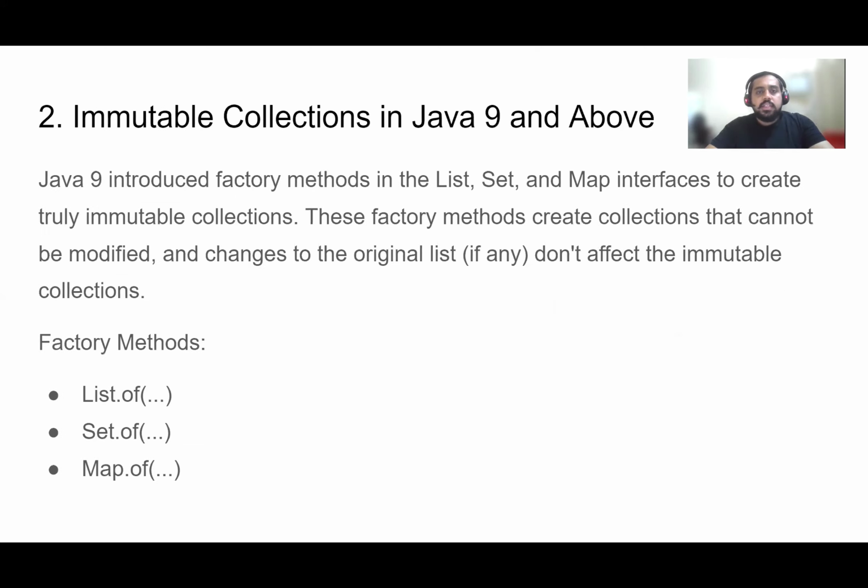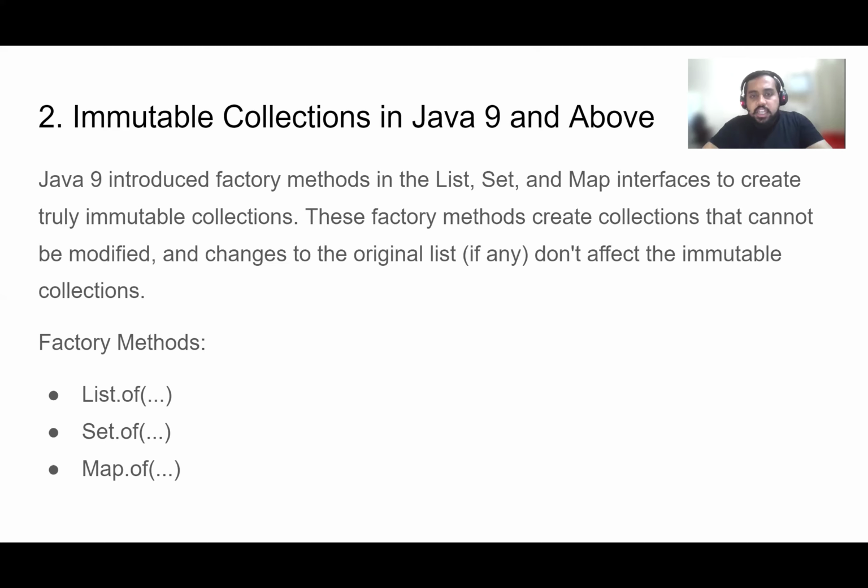Okay. Let's see how immutable collections work in Java 9 and above. After Java 9, some factory methods were introduced in the List, Set, and Map interfaces themselves, instead of using the utility classes, to create truly immutable collections.